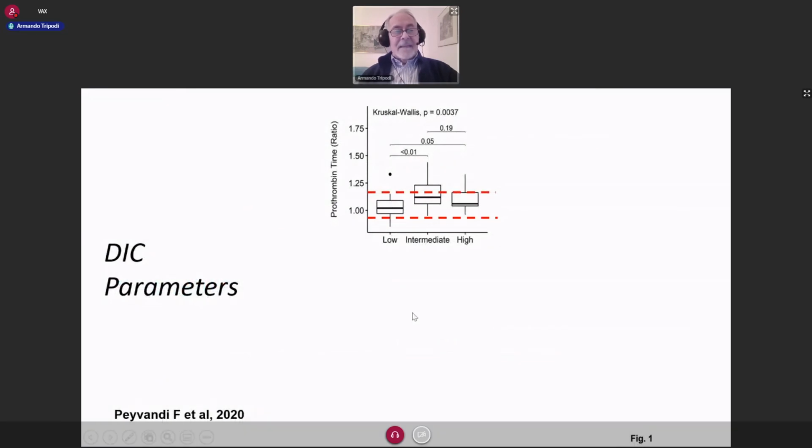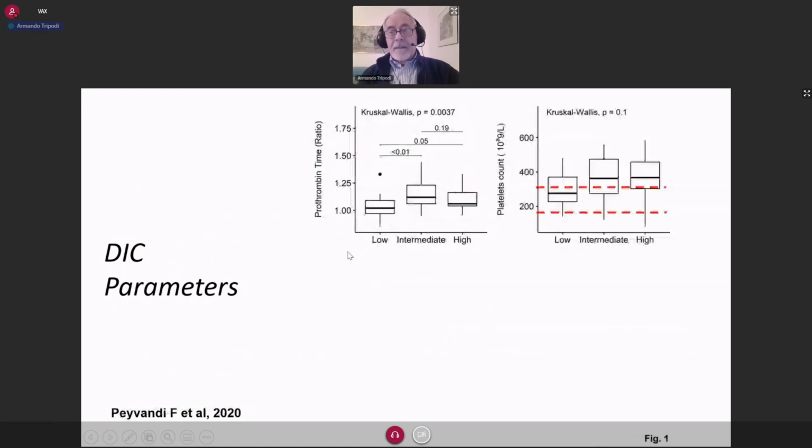Let's look at the results of the DIC parameters. These are the results of the prothrombin time, the distribution of results in the three groups. As you can see here, the majority of patients had a prothrombin time ratio which was quite normal. The reference range is shown here by the red broken line. As for the platelet count, in the majority of patients it was higher than the upper limit of the normal range. And also there was a close correlation between the three groups of patients as far as platelet count is concerned.